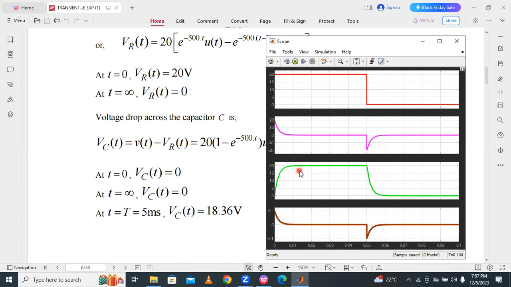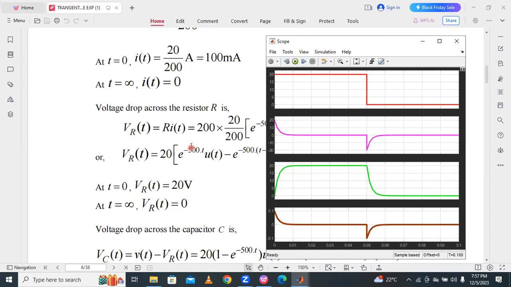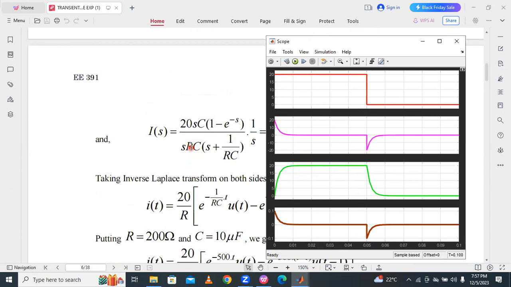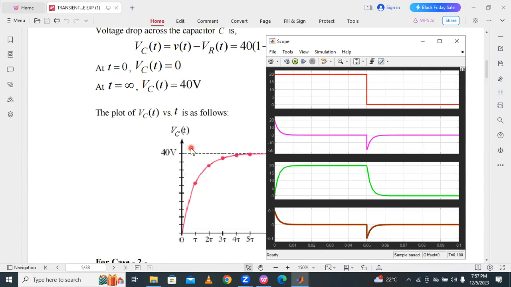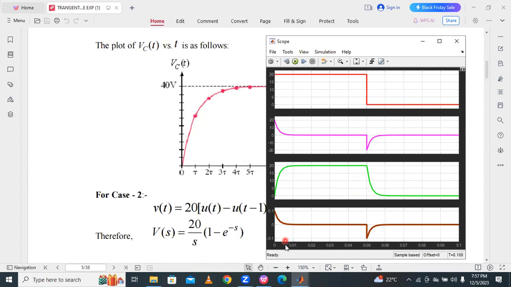So in this way, if you want to simulate the response of a series RC circuit by taking this example, we can understand the step response. Okay, so this is about the response of the series RC circuit.